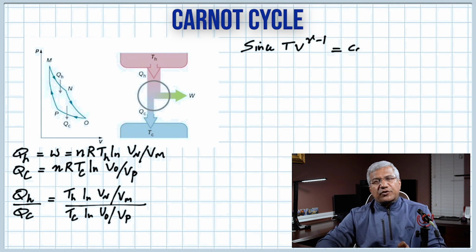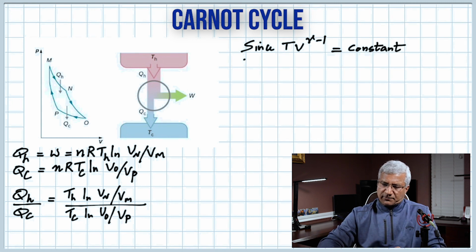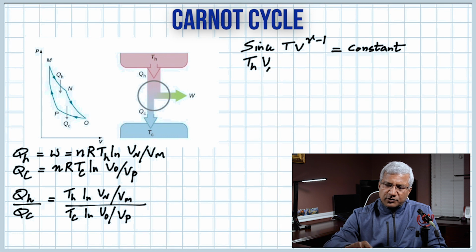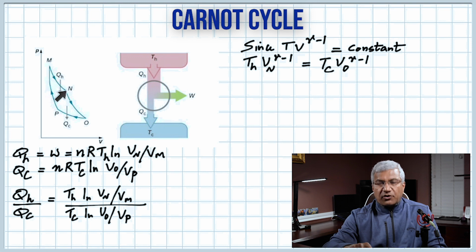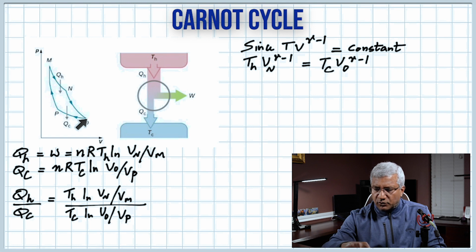This is the equation for an adiabatic: T V raised to gamma minus 1 is a constant. Let us apply that to the adiabatic at points N and O. What is the temperature at N? It is TH. What is the volume? It's VN. So TH VN raised to gamma minus 1 is equal to TC, that's the temperature there, VO raised to gamma minus 1. That's what is written there.